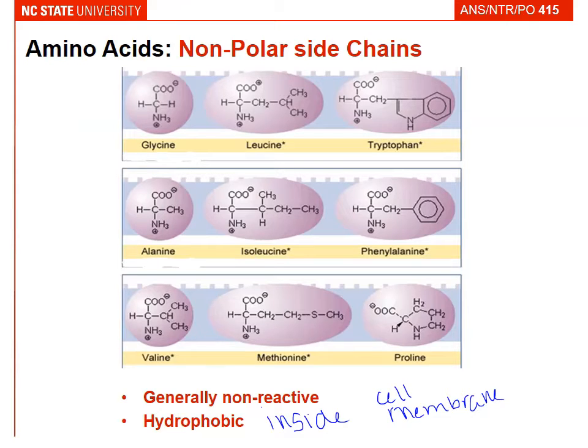Because we want the amino acids that are going to be able to interact with the fatty acids, which is not very conducive to water. So these ones are going to be more apparent in those transmembrane receptors. So the hydrophobic amino acids will be making those up.